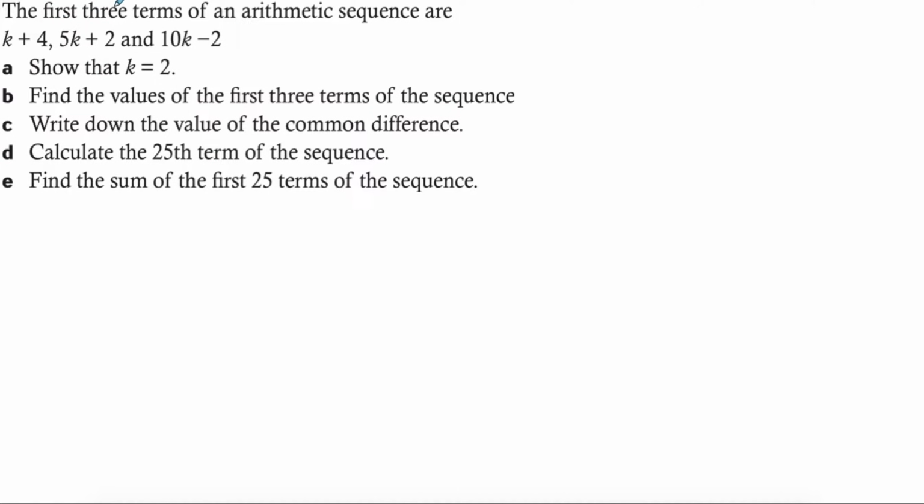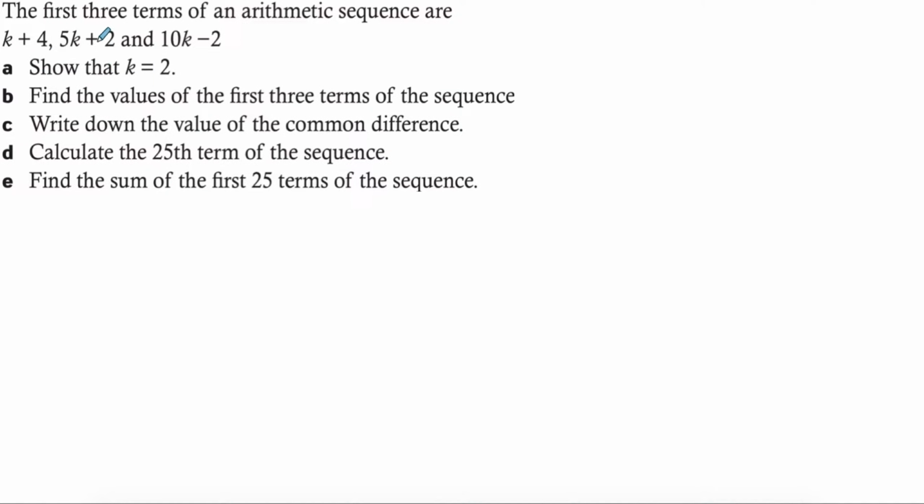So you have the first three terms of an arithmetic sequence as such. For part A, show that k equals 2, which means that if you substitute k, you'll actually end up getting a number, and these three are part of an arithmetic sequence, so they have a common difference, and so on. So from the beginning, try to understand what's actually happening.